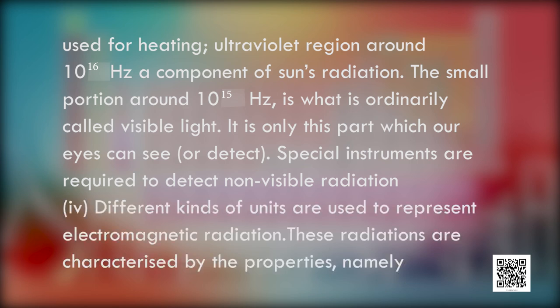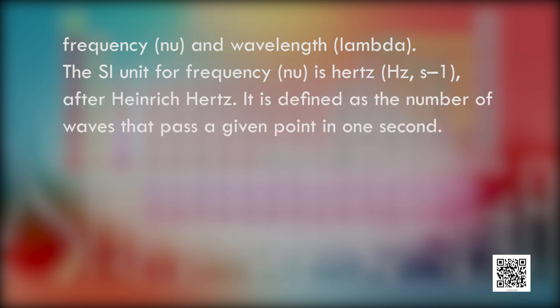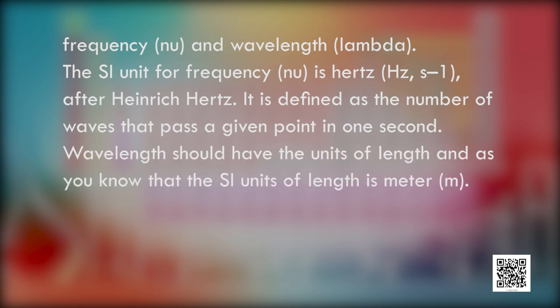Different kinds of units are used to represent electromagnetic radiations. These radiations are characterized by the properties, namely frequency, represented by nu, and wavelength, that is lambda. The SI unit for frequency nu is hertz, or we can say second inverse. It is defined as the number of waves that pass a given point in 1 second. You must have learnt about this in your physics class too. The wavelength should have the units of length.